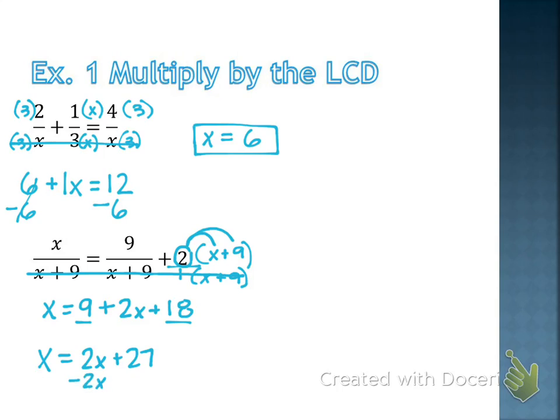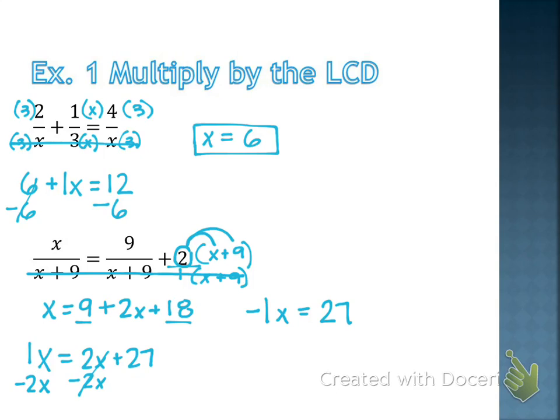Subtract 2x. Perfect. It needs to go over here to combine with its like term. What's that number in front of x? 1. So 1 minus 2x is negative 1x is equal to 27. Now, can we do this like our other one and just say, oh, x equals 27?